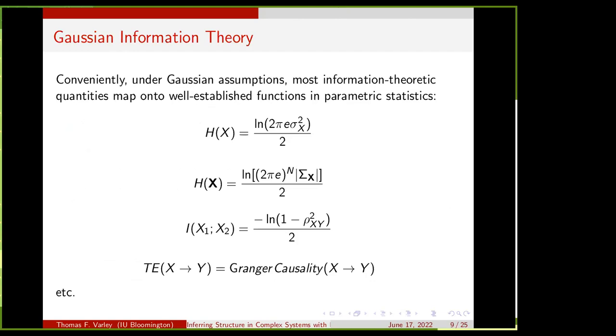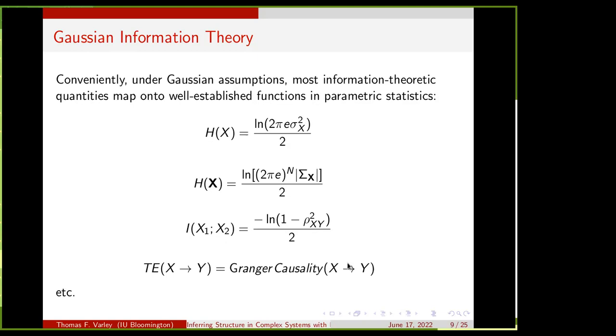This actually makes life a lot easier, and is why I was biased towards the Gaussian assumptions, because almost every information theoretic quantity has some closed form Gaussian analog, right? So given, this should be an exponentiation, not a multiplication. But the entropy is a function of the variance of the distribution, right? The joint entropy is a function of the covariance matrix. The bivariate mutual information is a function of the Pearson correlation. And then transfer entropy works out to just be sort of a fancy form of Granger causality.